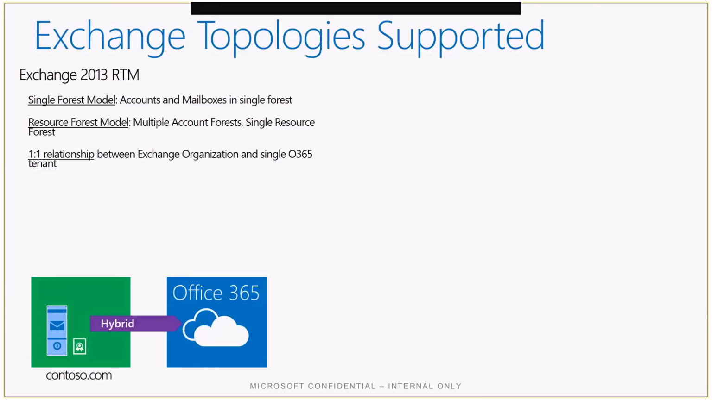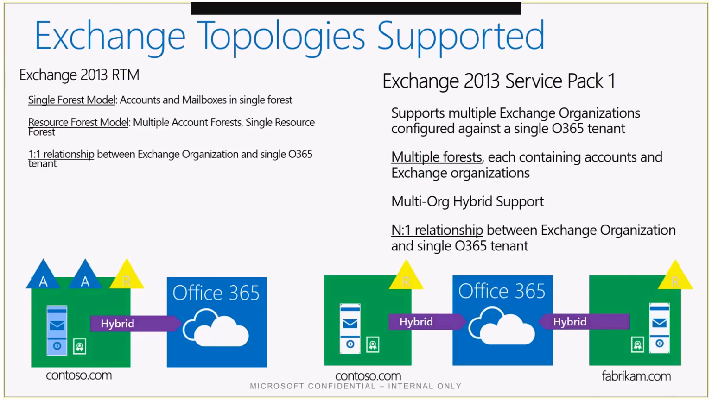So with Exchange 2013 RTM, we only supported a single forest. That means you were only allowed to have one on-premises resource and account forest together, one forest, and you could go into hybrid with Office 365. With 2013 SP1, you could now have multiple Exchange forests connected to Office 365 in a hybrid configuration. That was one of the enhancements to Exchange 2013 SP1.